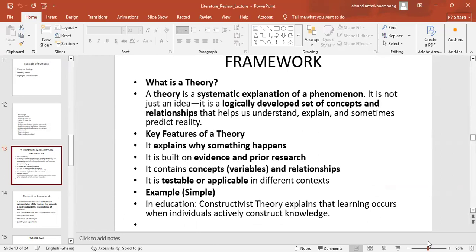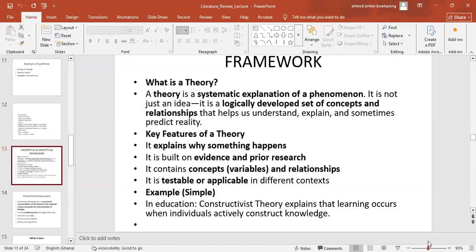So, what is a theory? A theory is a systematic explanation of a phenomenon. It is not just an idea. It is a logically developed set of concepts and relationships that help us understand, explain, and sometimes predict reality.